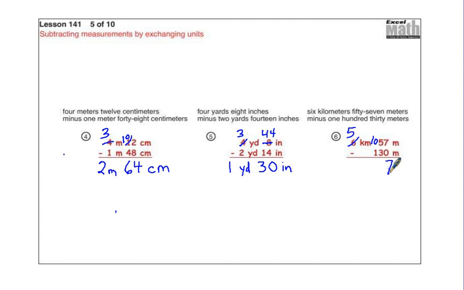Hopefully you got that one right. 7 minus 0 is 7. 5 minus 3 is 2, and 10 minus 1 is 9. 927 meters, 5 kilometers, 927 meters is our answer on that one.